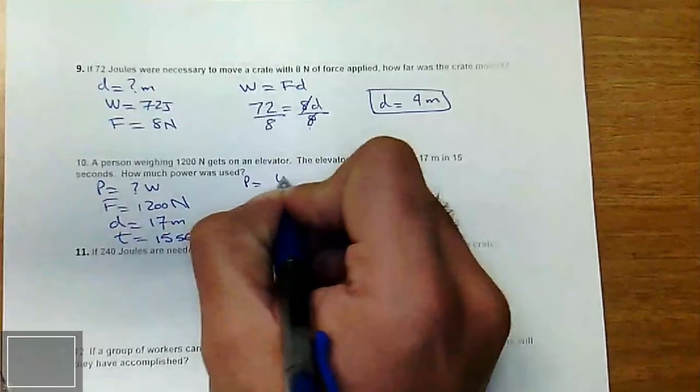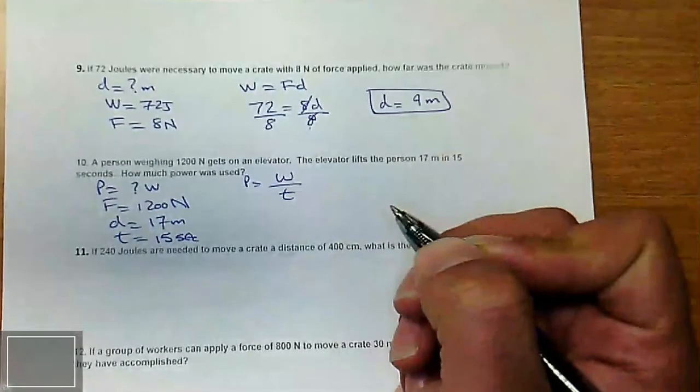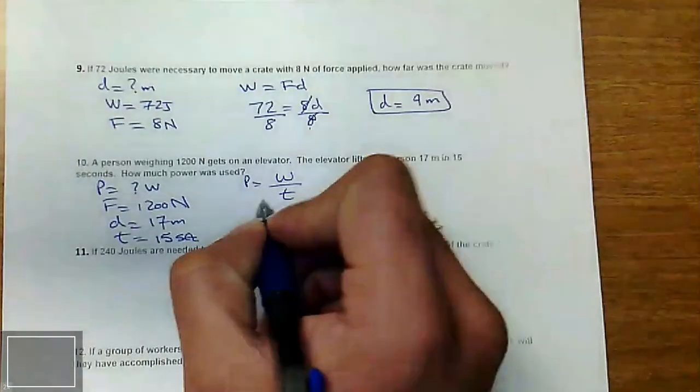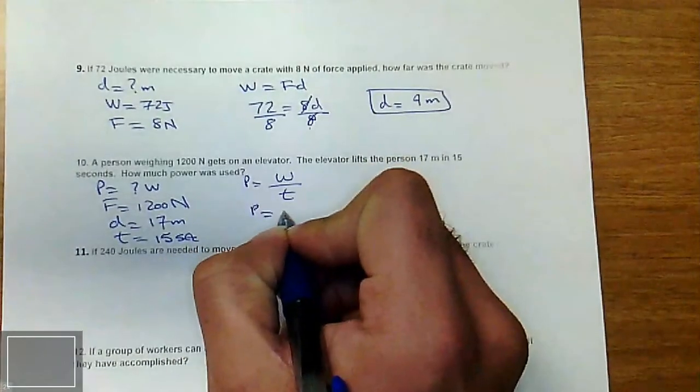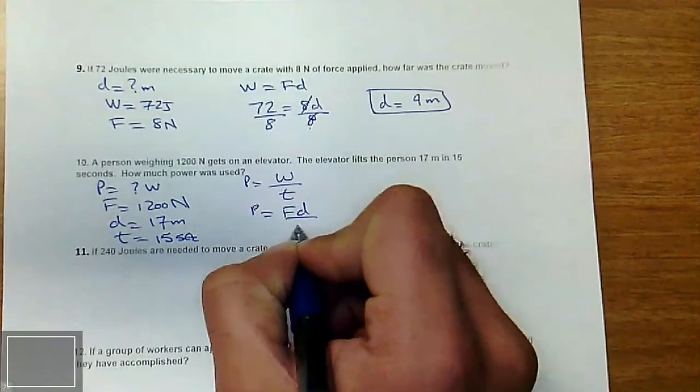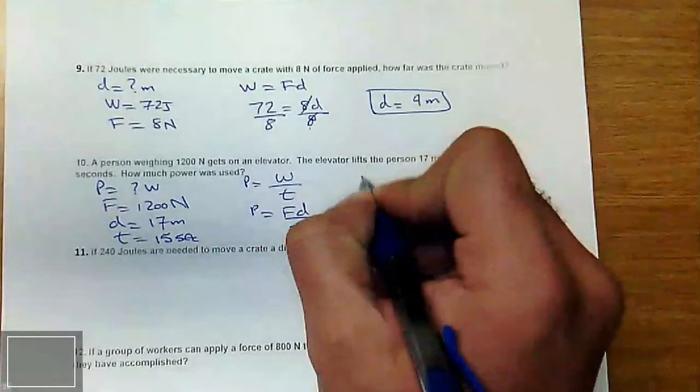So our equation is going to be P is equal to W divided by T. Of course, we don't have work, but we do have force and distance. So P is equal to F times D divided by T. Place our values.